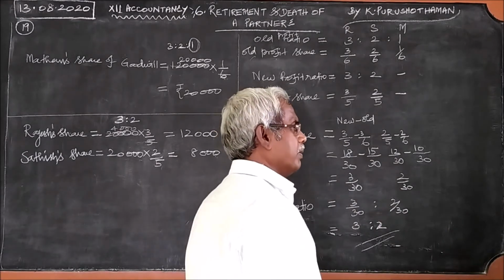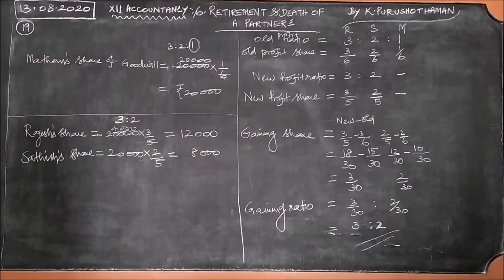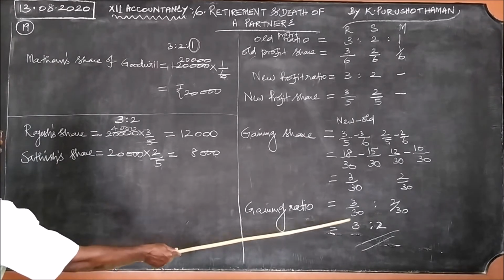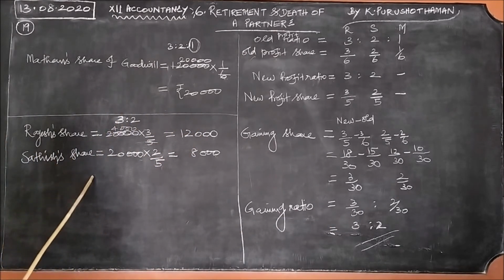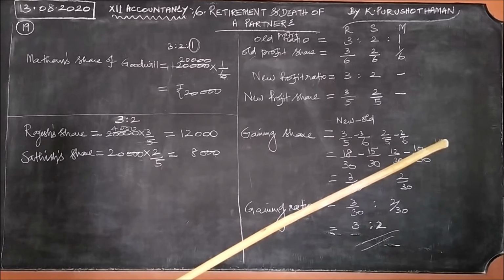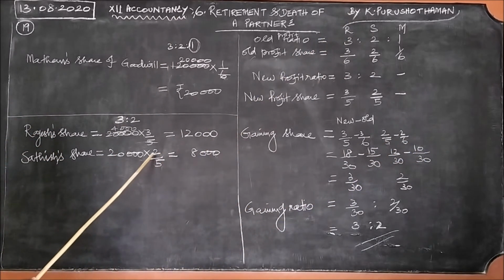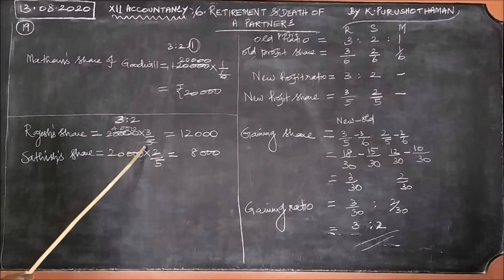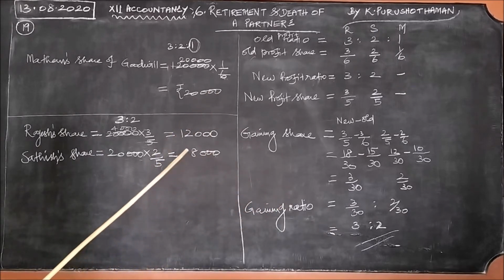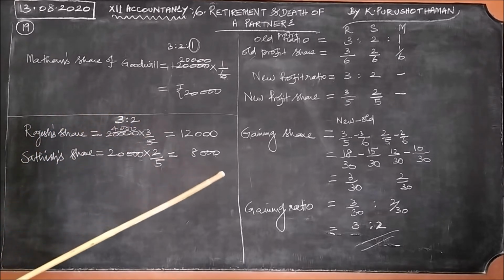This is the gaining ratio by which the continuing partners should divide the retiring partner's share of goodwill. So, who are the continuing partners? Rajesh and Satish. Rajesh equals 20,000 into 3 by 5, simplify this one. Then Satish's share, out of 3 is to 2, is 2 by 5. We write here for Satish 2 by 5, simplify 4,000, 4,000 into 2, 8,000. So, this is how the value of goodwill should be divided and shown in the capital account. We shall see the capital account now.